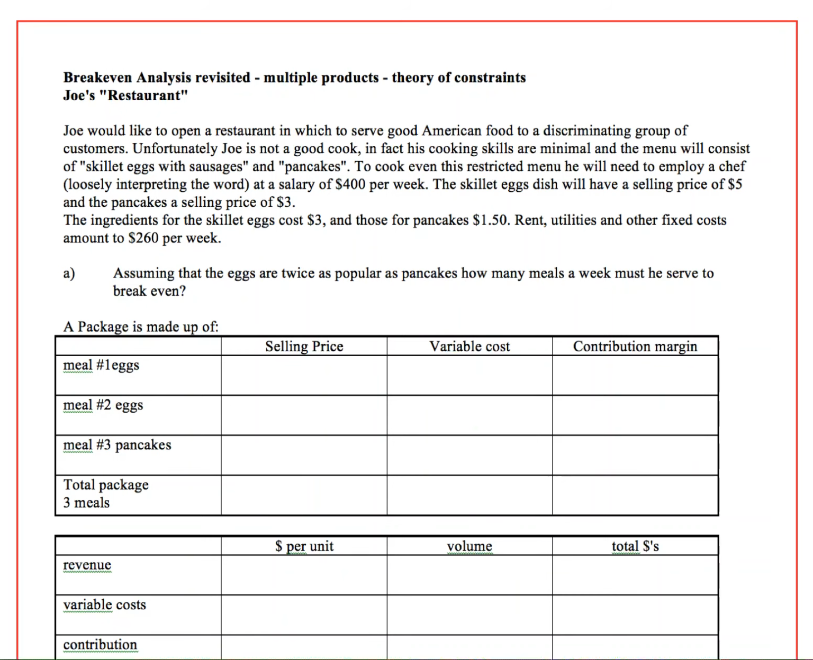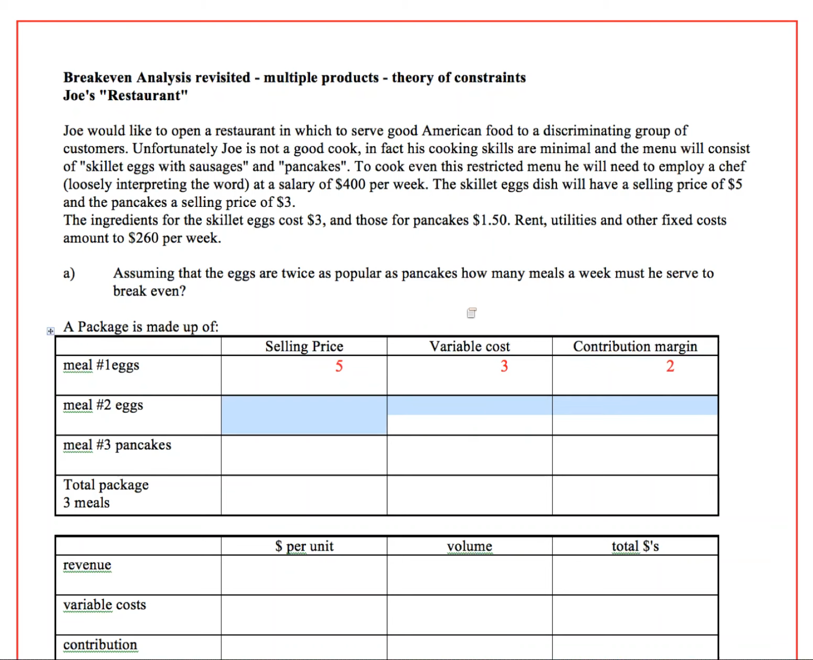So in this case, we're told that the eggs are twice as popular as pancakes, and so this package of 3 meals would consist of 2 meals of eggs. It's like 2 customers coming in and ordering skillet eggs and sausages, and 1 customer comes in and orders pancakes. And so we can say, okay, the first meal, eggs, would have a selling price of $5, and the variable costs associated with that are the ingredients for the skillet eggs, which we're told was $3, and so there's a contribution margin on each eggs meal of $2.